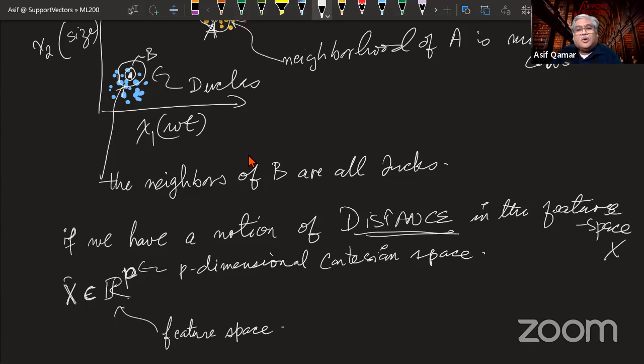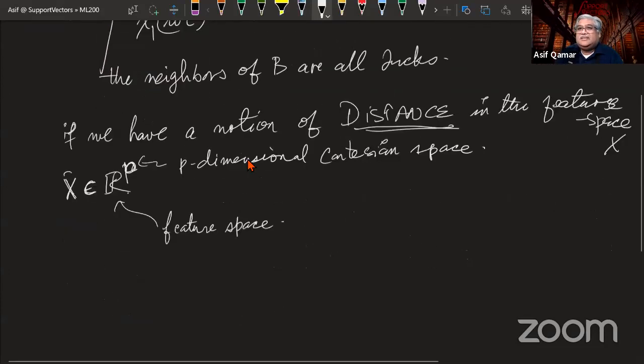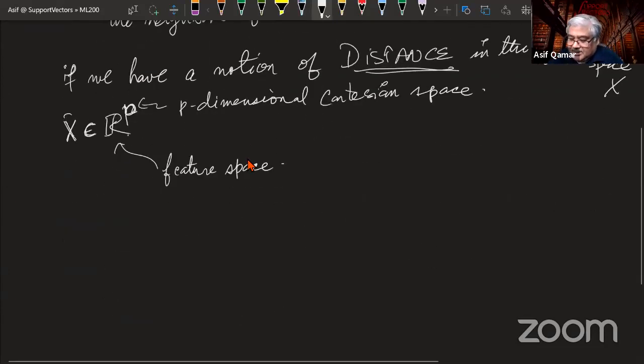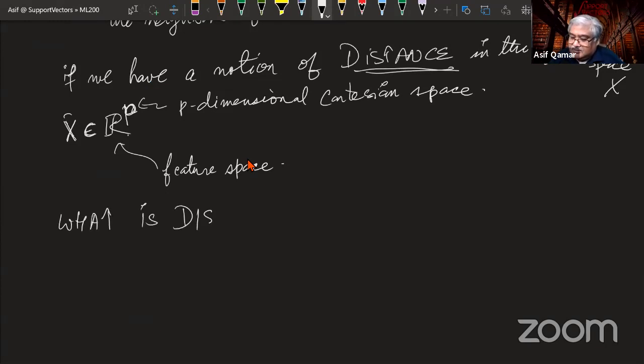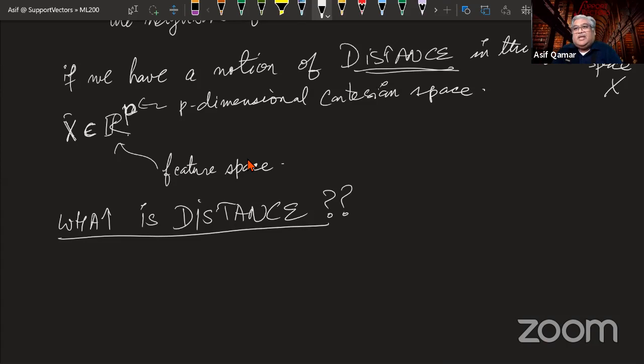So not all feature spaces support the notion of distance. You're lucky when you have a notion of distance. That also brings up an interesting topic. What is distance? So let me pose this question. What is distance? Would somebody like to venture a guess? What is the distance between 2 points?